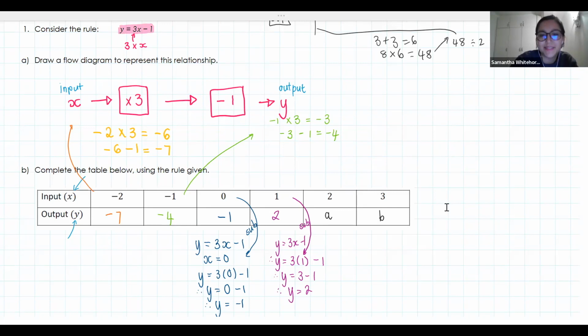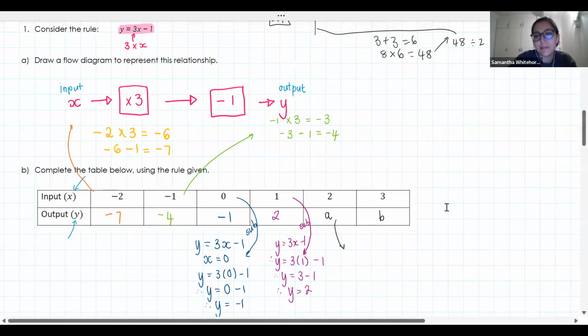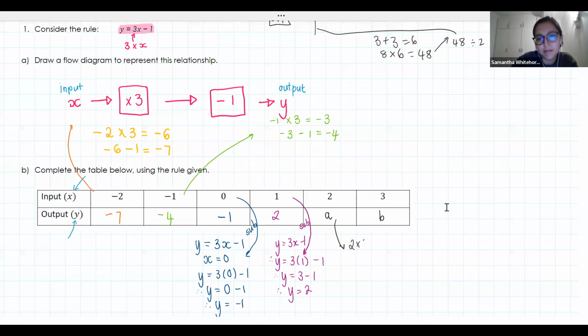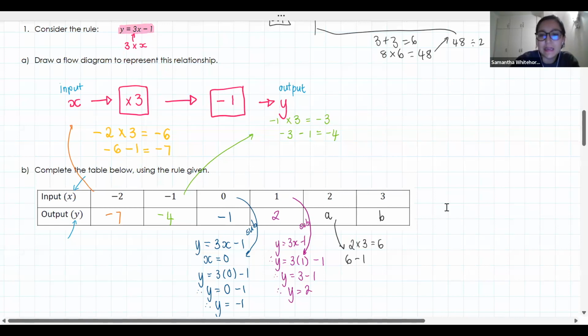Hi, ma'am. So first, ma'am, we're going to say 2 times 3, which is going to give us 6. So we're going to say 6 minus 1, which is going to give us 5. Excellent. Well done. So guys, our first input, or the input that's represented by A, is +5.